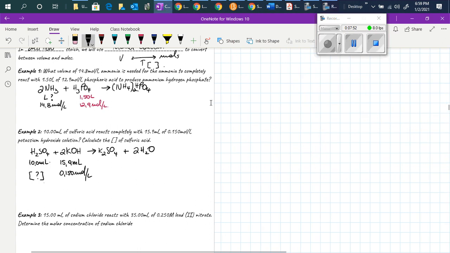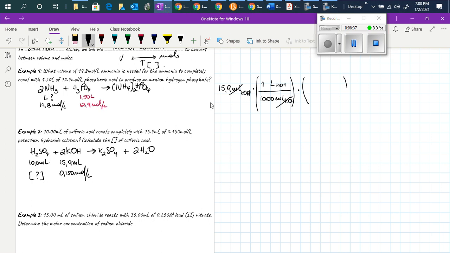So again, we'll start with what is given. What is given here is 15.9 milliliters of potassium hydroxide. Let's convert it into liters. Why do we need to convert it into liters? Because the units are liters, moles per liter. So 1 liter of potassium hydroxide is 1,000 milliliters of potassium hydroxide. So milliliters and milliliters cancel out.